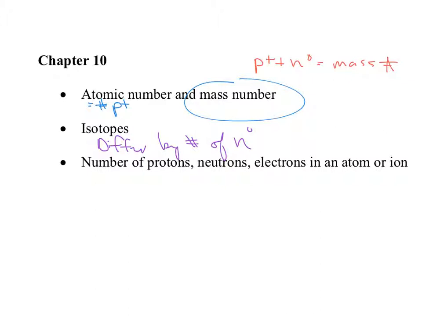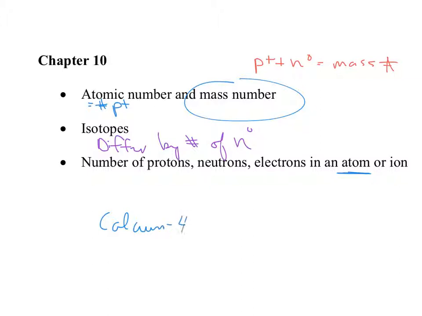And then the next one, number of protons, neutrons, electrons in an atom or ion. So let's just do a quick example. If we pick on calcium over there, and I don't think I did any ions, so actually it's just going to be atoms. So in a neutral calcium atom, and then I also have to give you its mass number. So let's go with the isotope calcium 41.